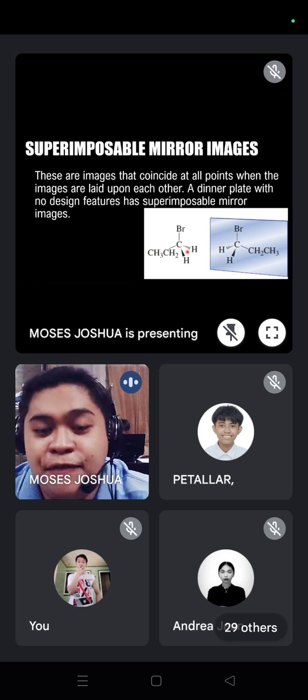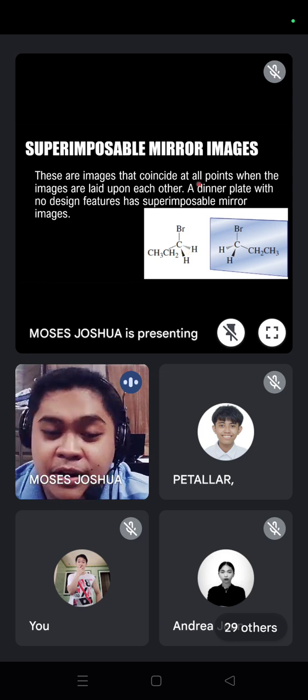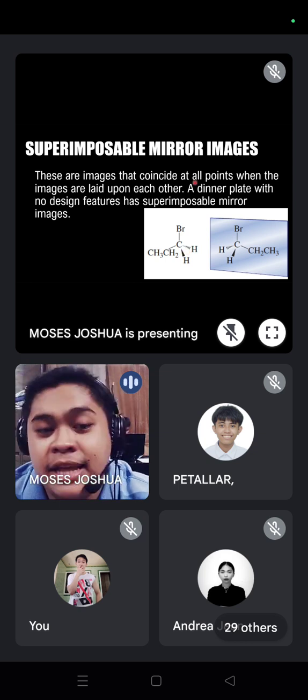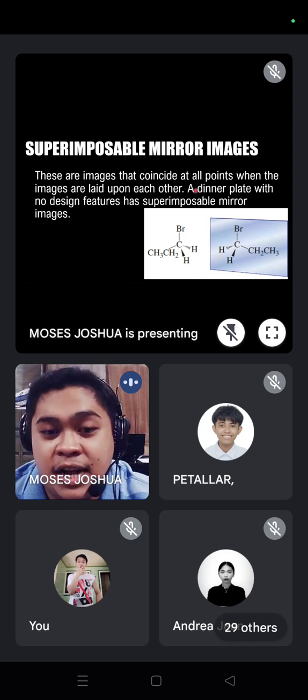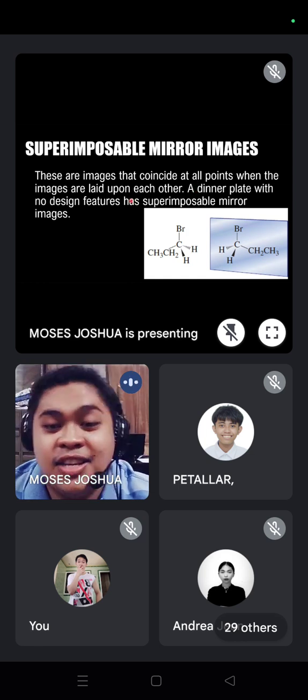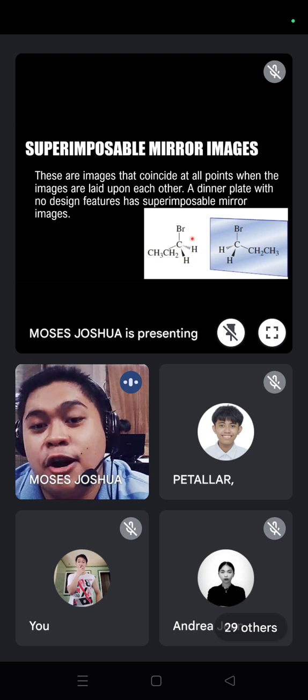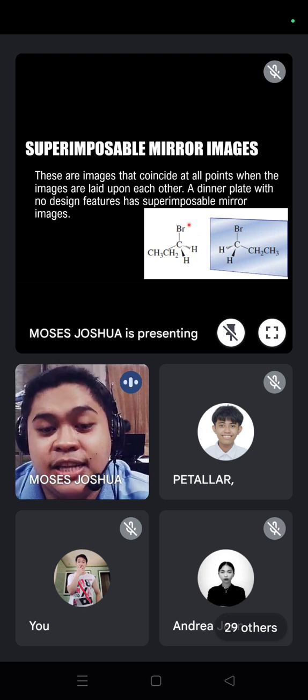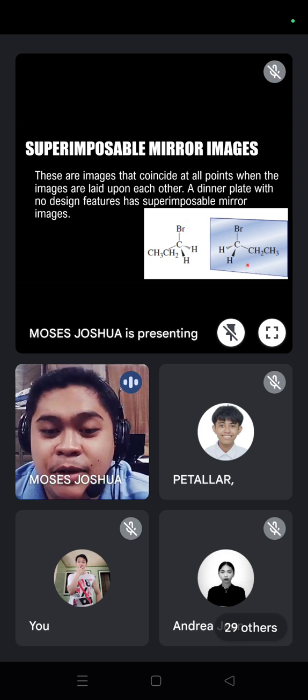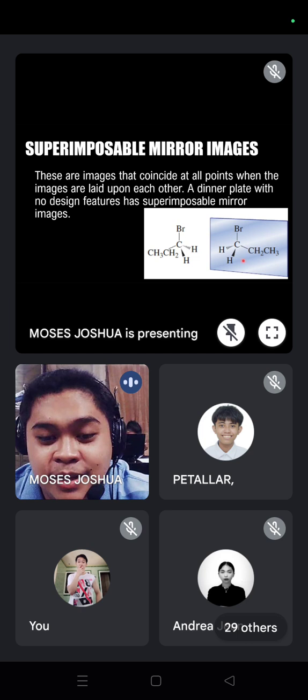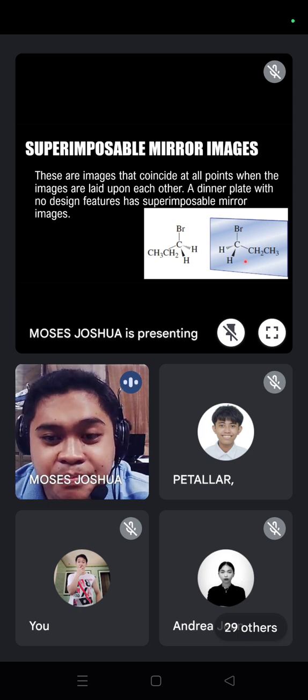And if it will be placed near a mirror, take note that all points are laid upon each other. So all points are just the same, or ang image nga iyahang na-form is just a copy because all points are laid upon each other, or pareha lang. For example, kung naa diri si bromine, wala man mo abot sa ilalim si bromine.